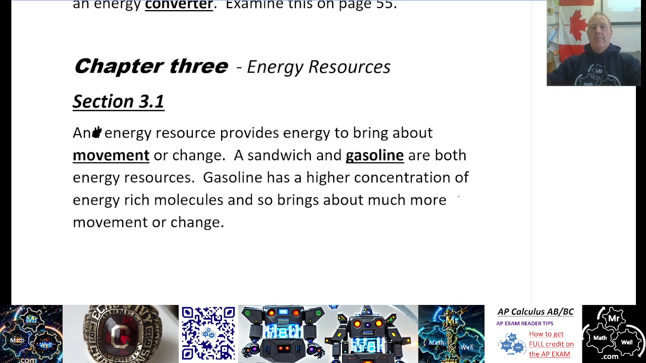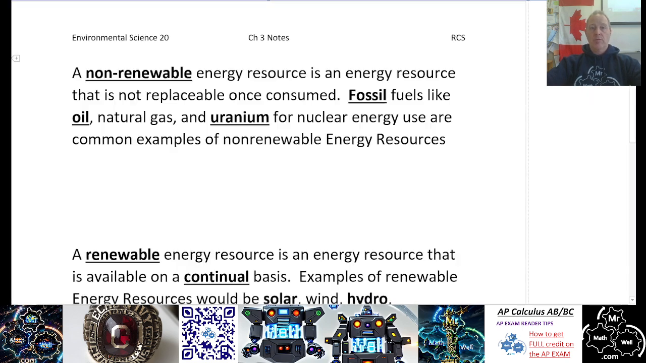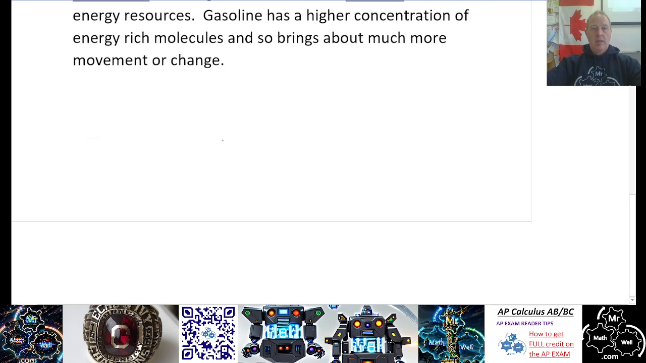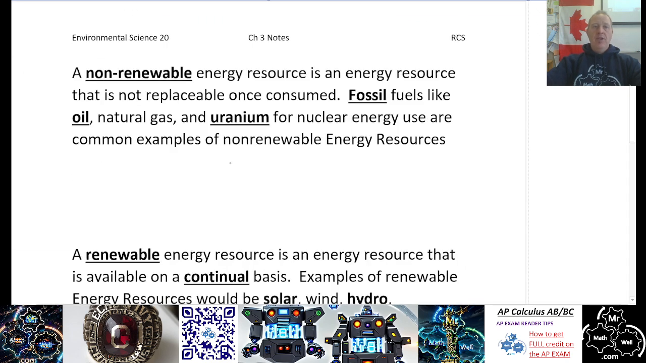And so when that is combusted, boom, you get all this energy that runs your car. If you eat a sandwich, you have enough energy to go about the rest of your day. That's a lower level amount of energy, but again, your body breaks down that sandwich and gets the energy from the bonds and reactions of molecules in the sandwich, that kind of thing. So, energy resource is one that can be used to bring about movement or change. A non-renewable energy resource is an energy resource that is not replaceable once consumed.